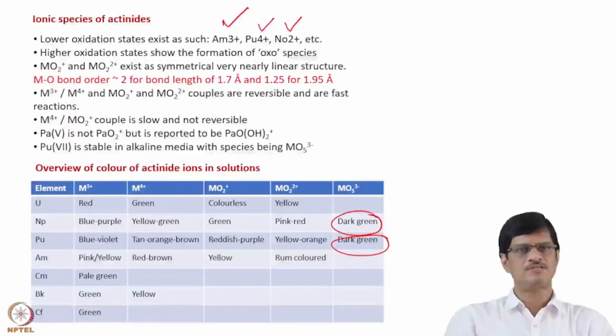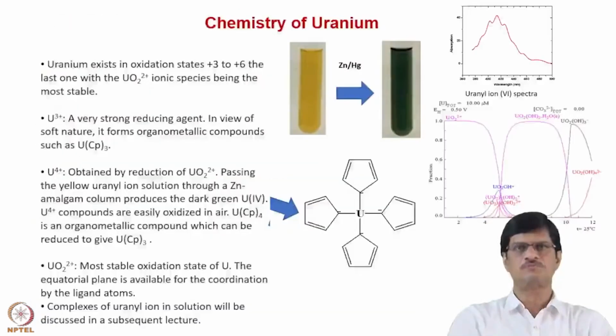Berkelium exists in the +3 oxidation state with a green color. Berkelium is also existing in the +4 oxidation state, and it has a yellow color. Californium has a green color. I am covering only up to this because other actinides are produced at a very low concentration, so we will not be dealing with them.